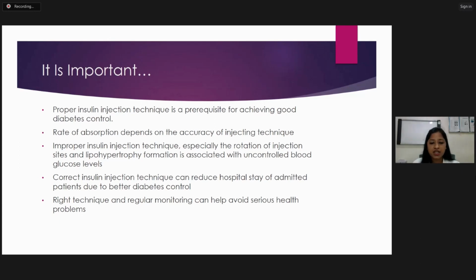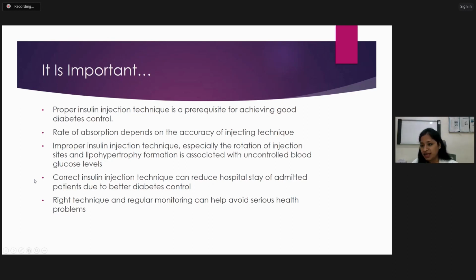Improper insulin injection techniques, especially poor rotation of injection sites and lipohypertrophy formation, are associated with uncontrolled blood glucose levels. So we tell our patients and their caregivers as well to check if there is any hypertrophy where the patient is injecting the insulin. Correct insulin injection technique can reduce the hospital stay of admitted patients due to better diabetes control. So it is important for us, and it is important for patients also, to take the insulin properly.